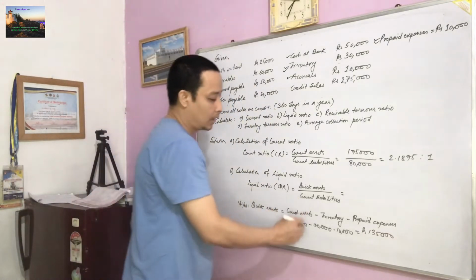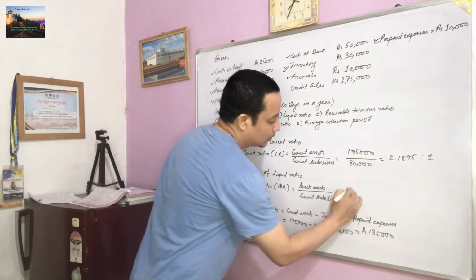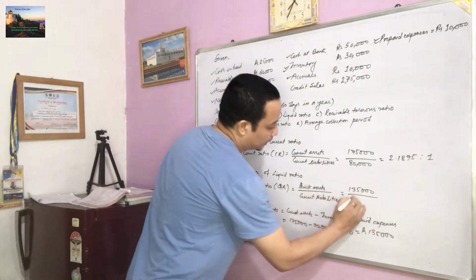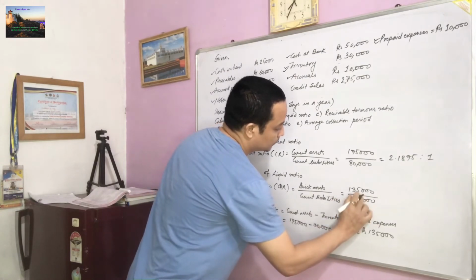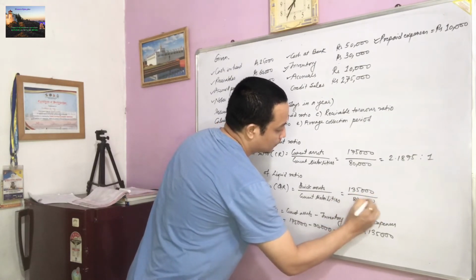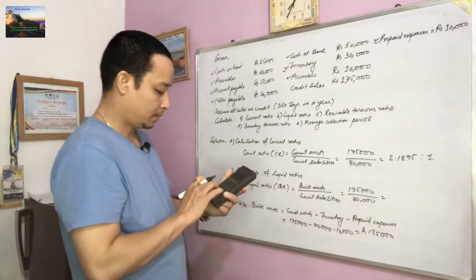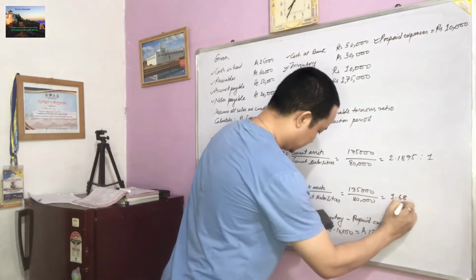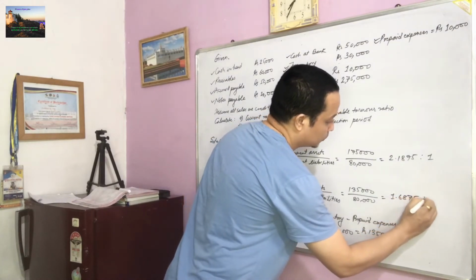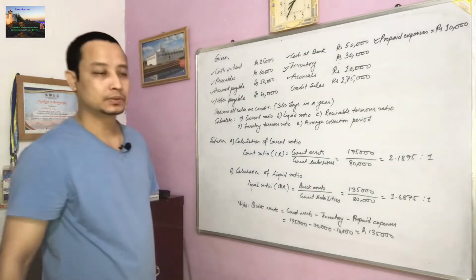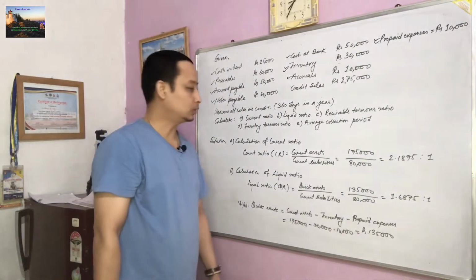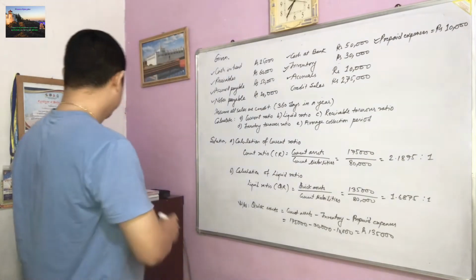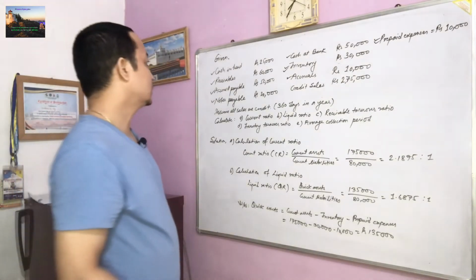So now let's put the value of quick asset here. 1,35,000 divided by current liability 80,000 equals, now divide by 80,000, that is 1.6875 is to 1, or you can also write times. Okay, so now you have found two ratios, current ratio and quick ratio. Now you have to find receivable turnover ratio.